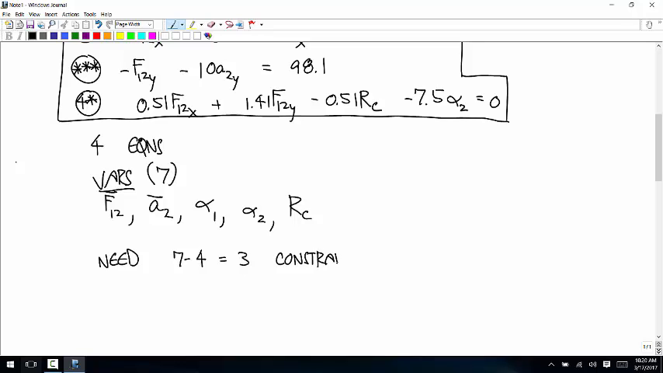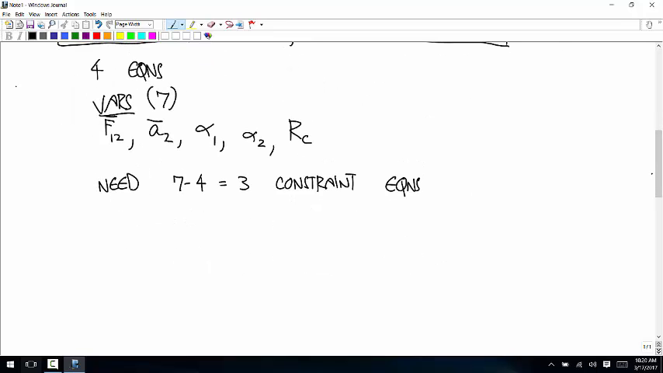Those are going to come at the joints that aren't fixed points. So we're not going to use a constraint at the pin joint connecting body 1 to the wall, but we'll use it at the pin at B and at the pin and slot at P. There's no more Newton's law equations we can derive.